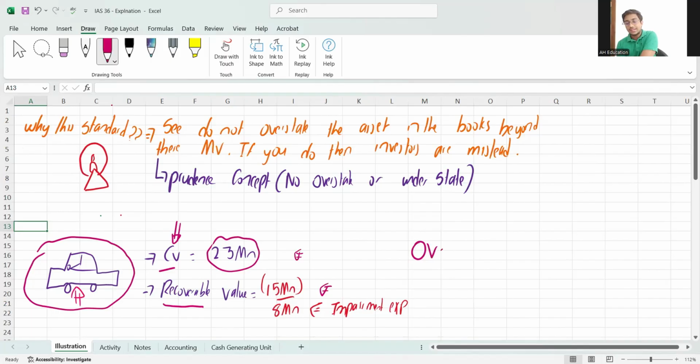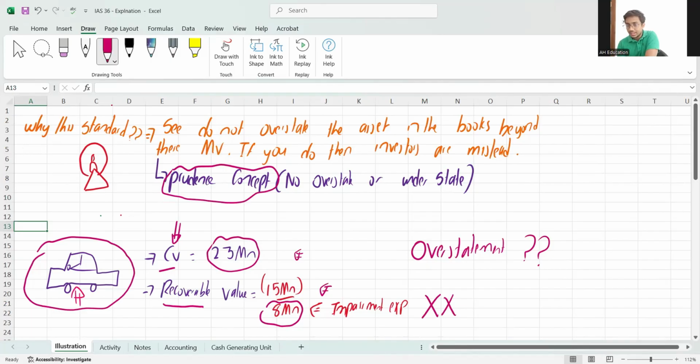Don't you think this is an overstatement? What do I mean by overstatement? When the asset is valued in the market at only 15 million, you have gone and recorded it at 23 million. So don't you think you are overstating the asset by 8 million? This is not allowed at any cost, according to your prudence concept. What does the prudence concept say? Never overstate, never understate. Show all the assets at their market value.